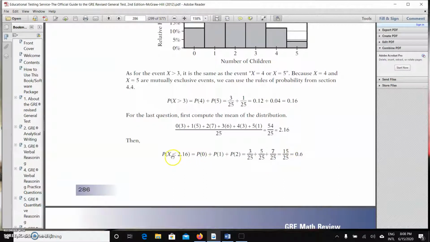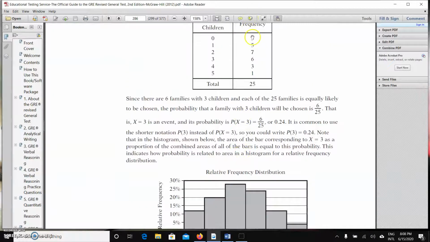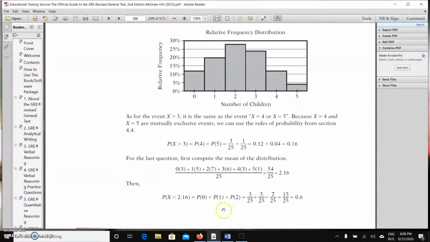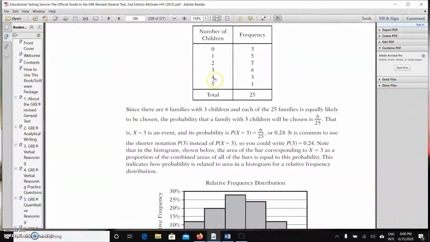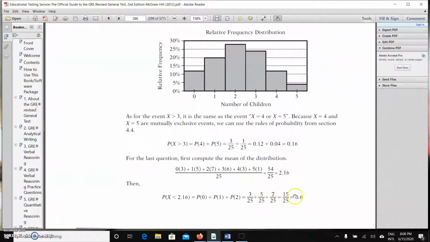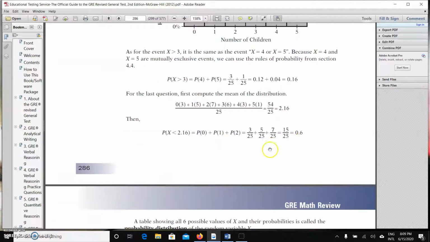So the probability that x is less than 2.16 is probability of 0, probability of 1, and probability of 2. Probability of 0 is 3 over 25, like I showed you here. Probability of 1 is 5 over 25, and probability of 2 is 7 over 25. So when you add them together, you have 15 over 25, which is 0.6, so that's the answer.